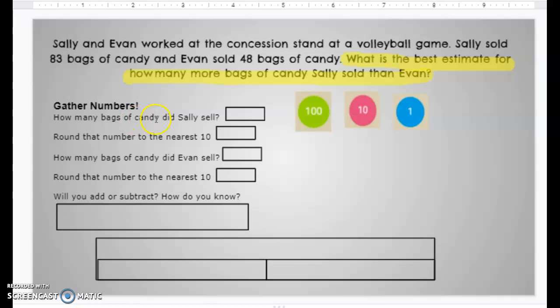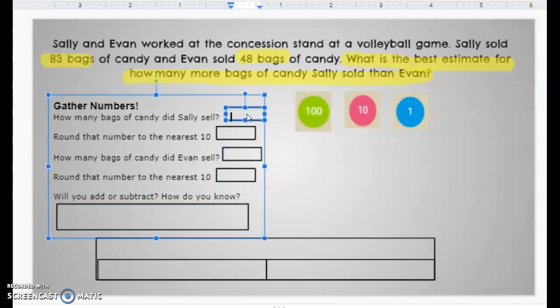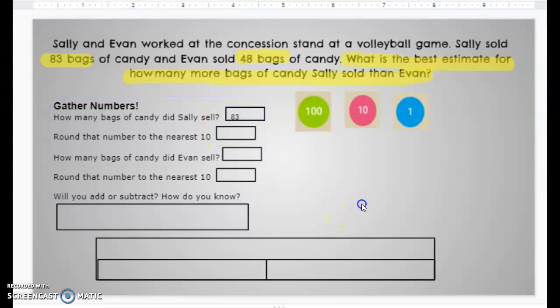How many bags of candy did Sally sell? Well, Sally sold 83 bags. And if you want to, you can circle these. I'm going to highlight it. 83 bags. Evan sold 48 bags. How many bags did Sally sell? Sally sold 83 bags. And I'm going to round that to the nearest 10.